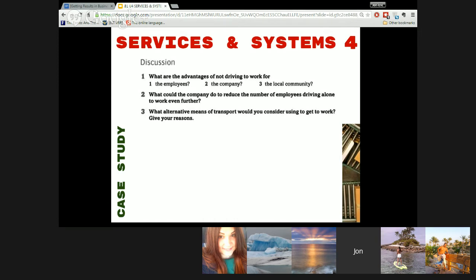Any one of you. I think it could be cost effective. Okay. For the employee. Cost effective. Sure. Yes. Because the employees don't have to spend money on, what do we call that stuff you put in your car?